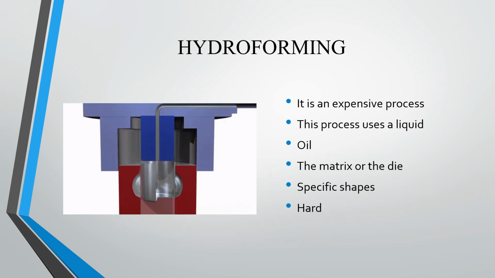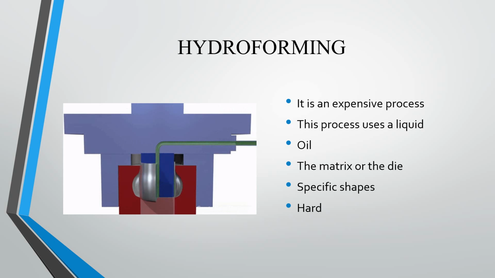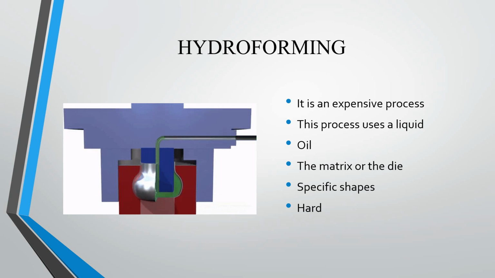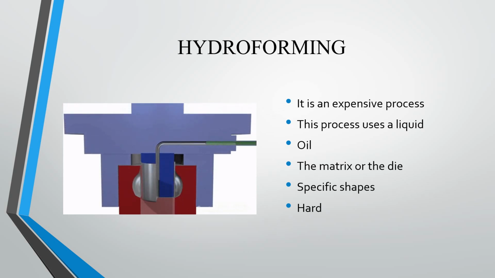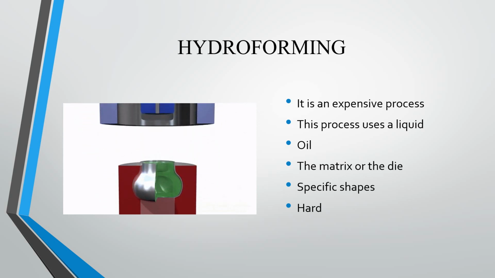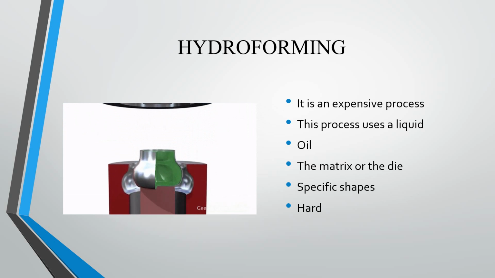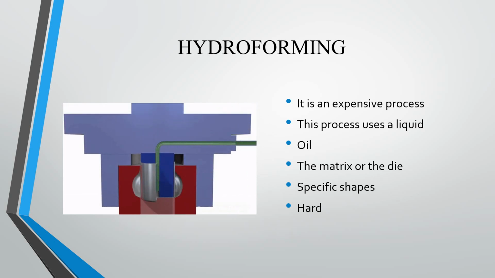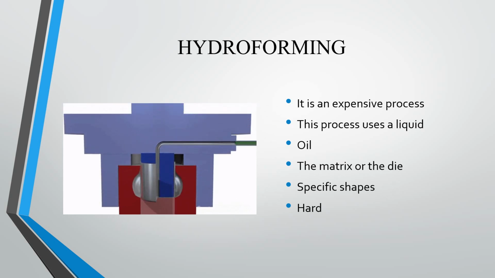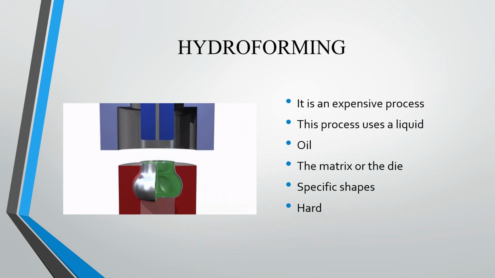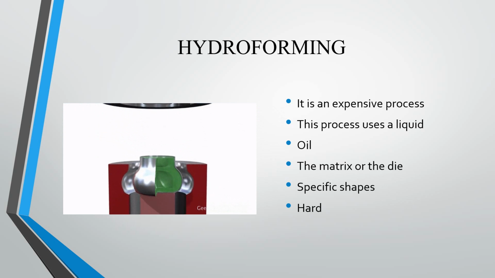As you can see, we have a matrix or a die with the shape of the piece that you want. Then the metal sheet or the metal piece is fitted in the matrix. Then the machine is closed, and when it is closed, the liquid enters into the piece and starts to generate a pressure that is enough to make the metal sheet become the specific shape of the matrix.